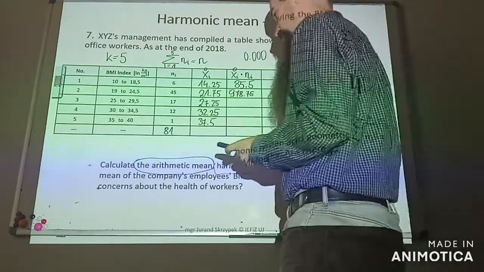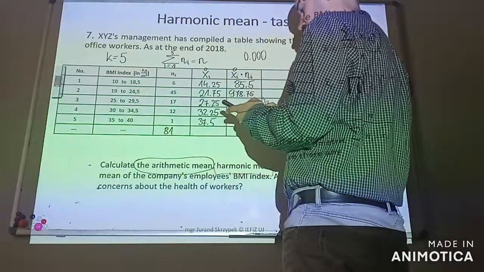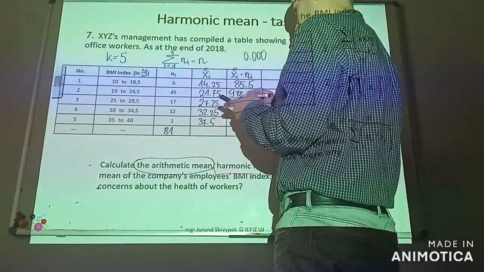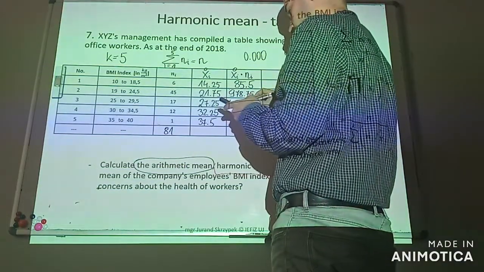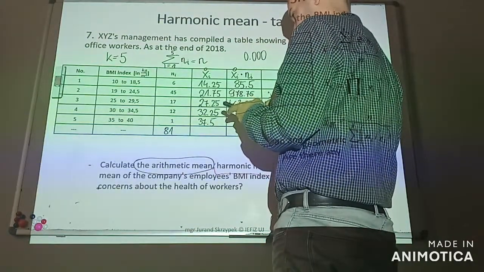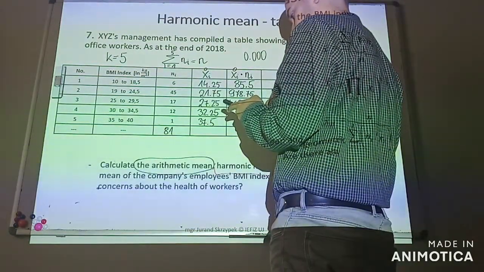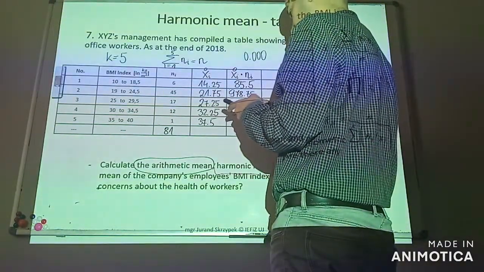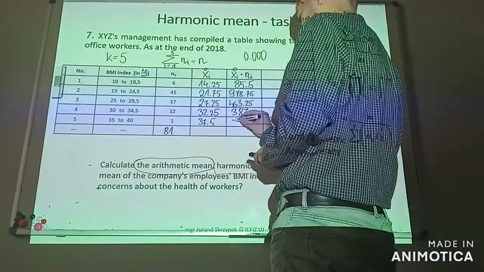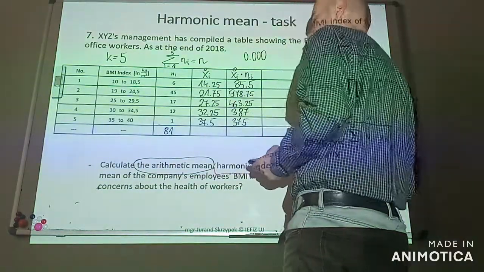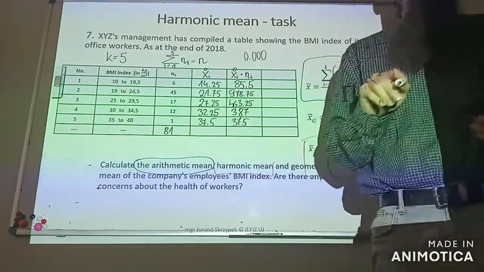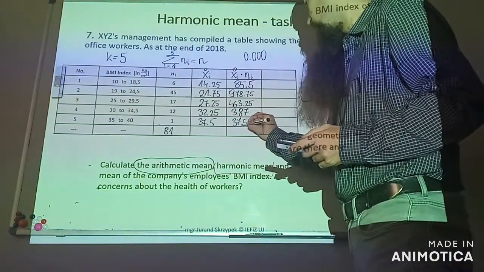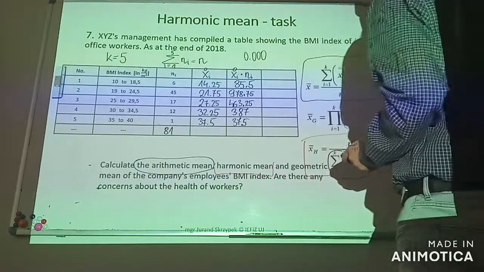Okay, another row. 17 multiplied by 27.25 is 463.25. 12 by 32.25 is 387, and 37.5, because here we have 1 times 37.5.